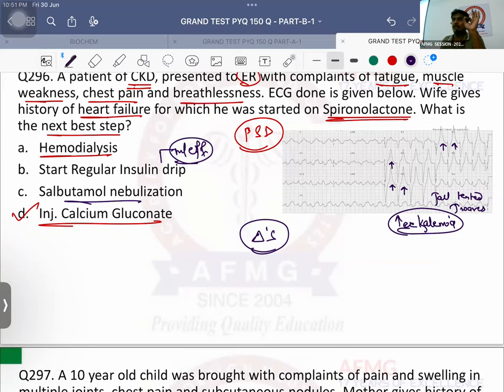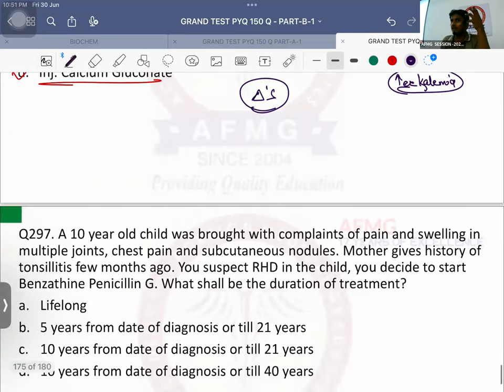It sends potassium inside the cell. Hypokalemia hota hai, very easy. We will see a prominent U wave. Recent NEET-PG question. And treatment will be, potassium do. That is KCL, IV or oral.